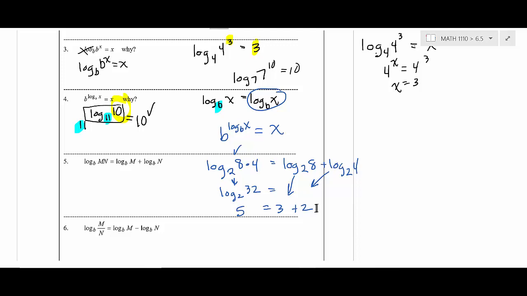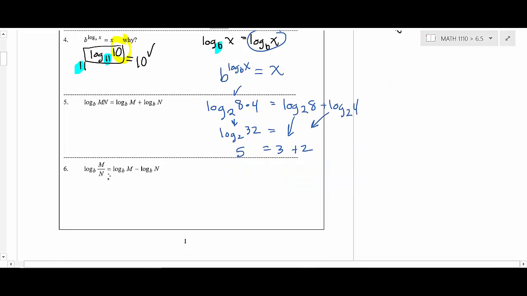Okay. The next one's pretty similar. An example of this would be if you have a log of a quotient, you can write it as the difference of the two logs. So I'll make up an example. Let's say we have log base 2 of 16 over 8. According to this property, you can write it as the log base 2 of the top, 16, and then subtract the log base 2 of 8. That's different than property 5 where you're adding the logs. In this case, you subtract the logs.